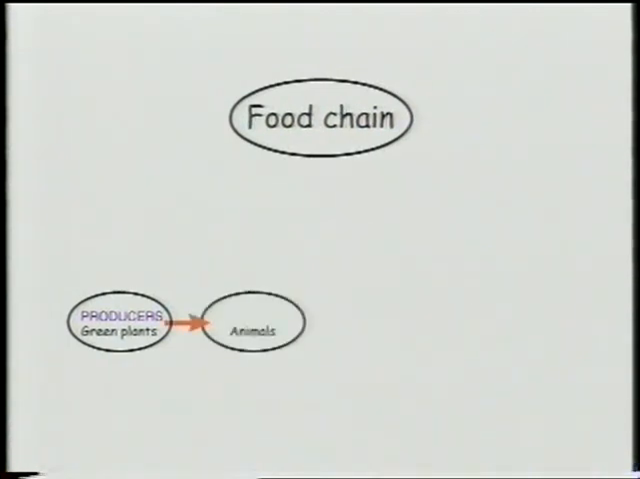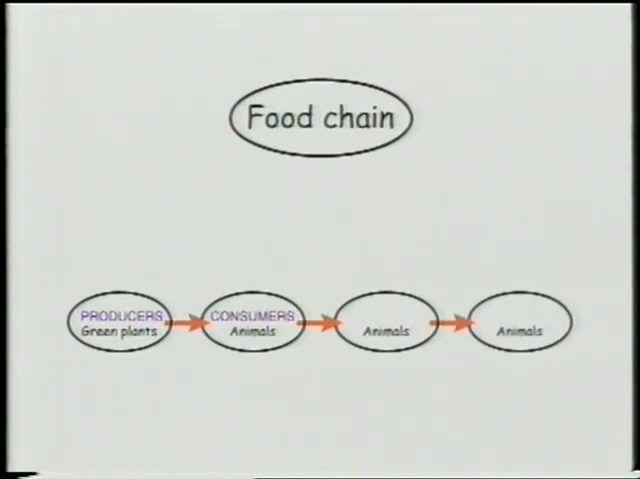Living things are all part of a food chain. A food chain always starts with the green plants, the producers. The producers are food to some animals, the consumers, who in turn can be food to other animals. All animals are consumers. They cannot produce their own food.